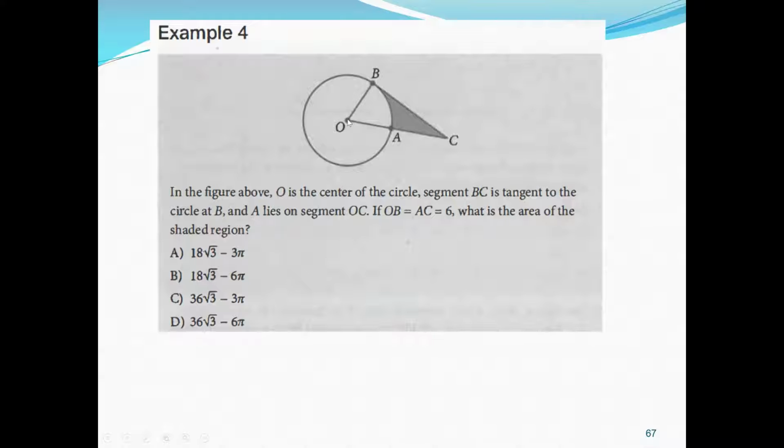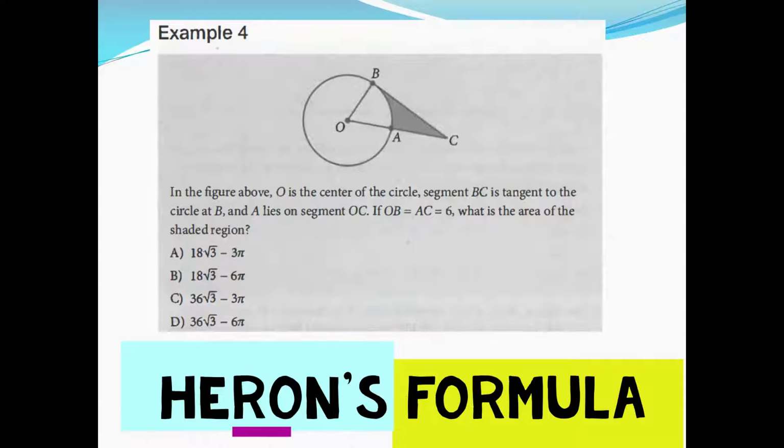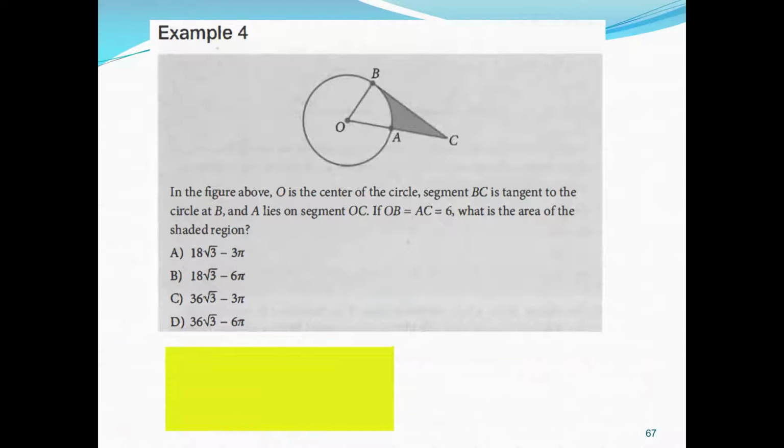Or if we would know the three sides of the triangle, then we can use what is called Heron's formula, right? But that's very complicated. Here, know that BC is tangent to the circle. And with that as given, then we will know that the angle here, CBO, is a right angle.